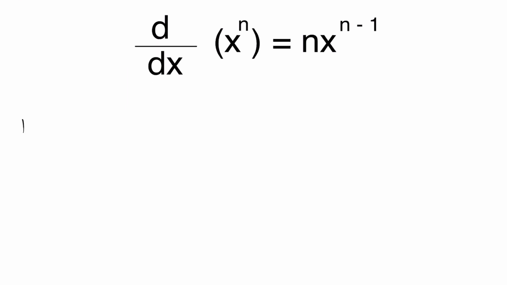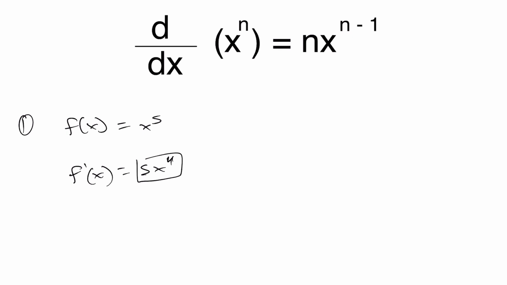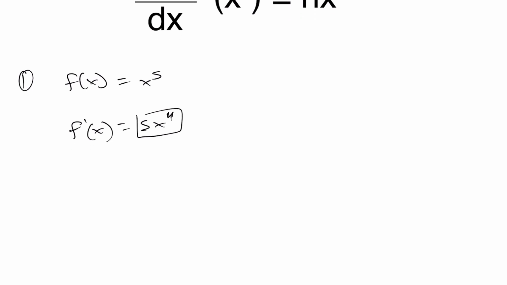Let's say I were to tell you to find the derivative of f of x is equal to x to the power of 5. So f prime of x, or the derivative, would be: we would bring the 5 in front of the x, so it would be 5x, and then 5 minus 1, which is 4, so 5x to the 4th. And that's our derivative. Let's try another example.